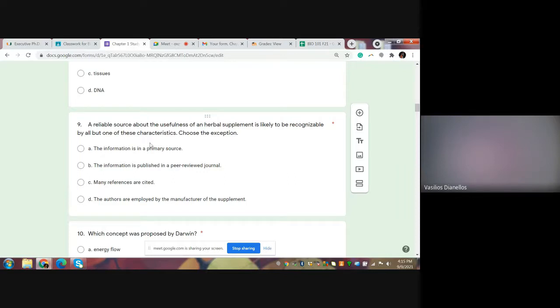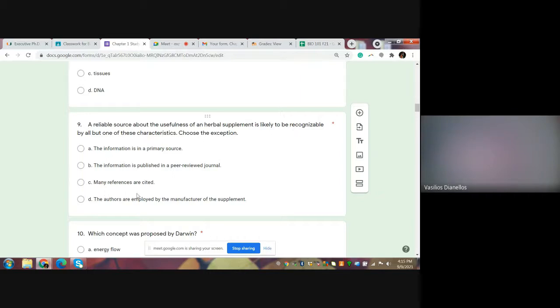So the information is a primary source. No, that's good, right? That does indicate that it's a reliable source. The information is published in a peer-reviewed journal. Nope, that also is an indication that it's a reliable source. Many references are cited. Yeah, that is also an indication that it's a reliable source.